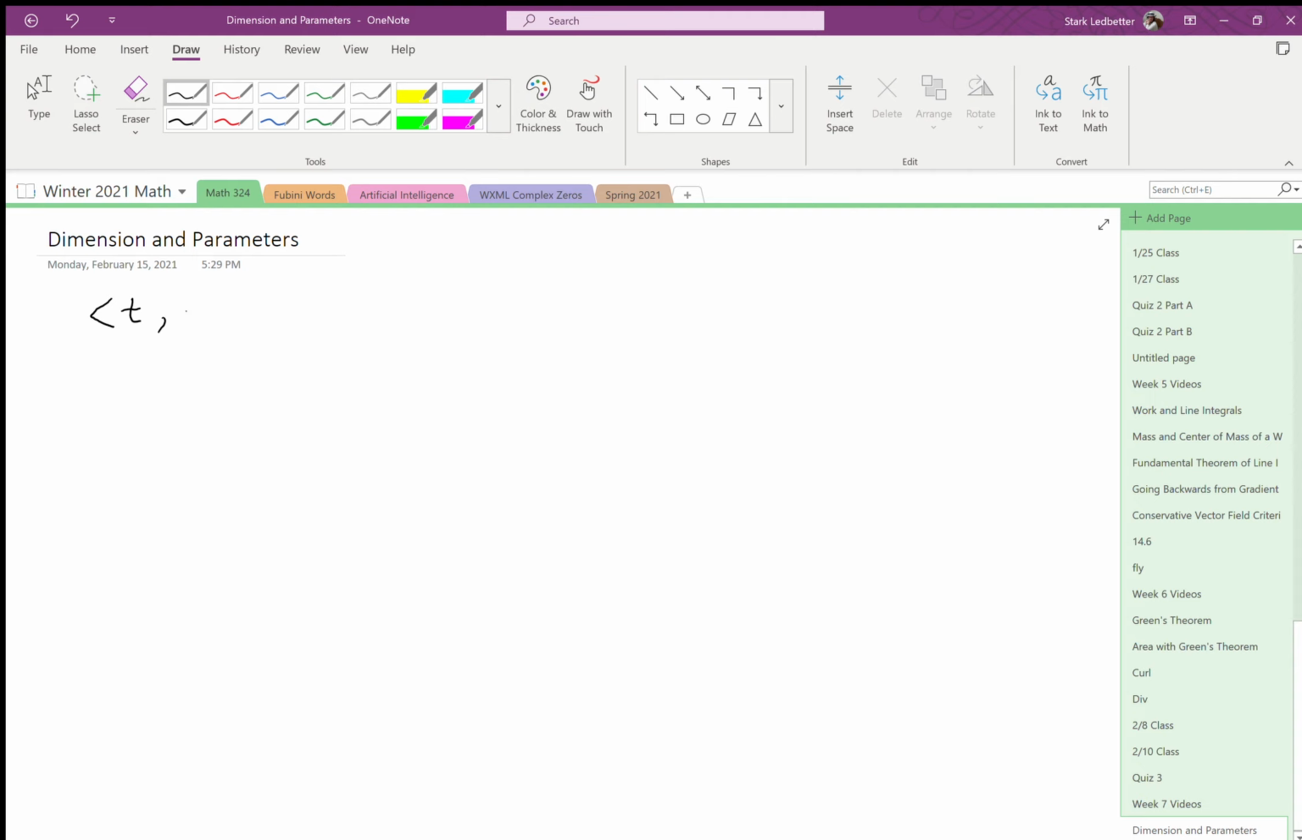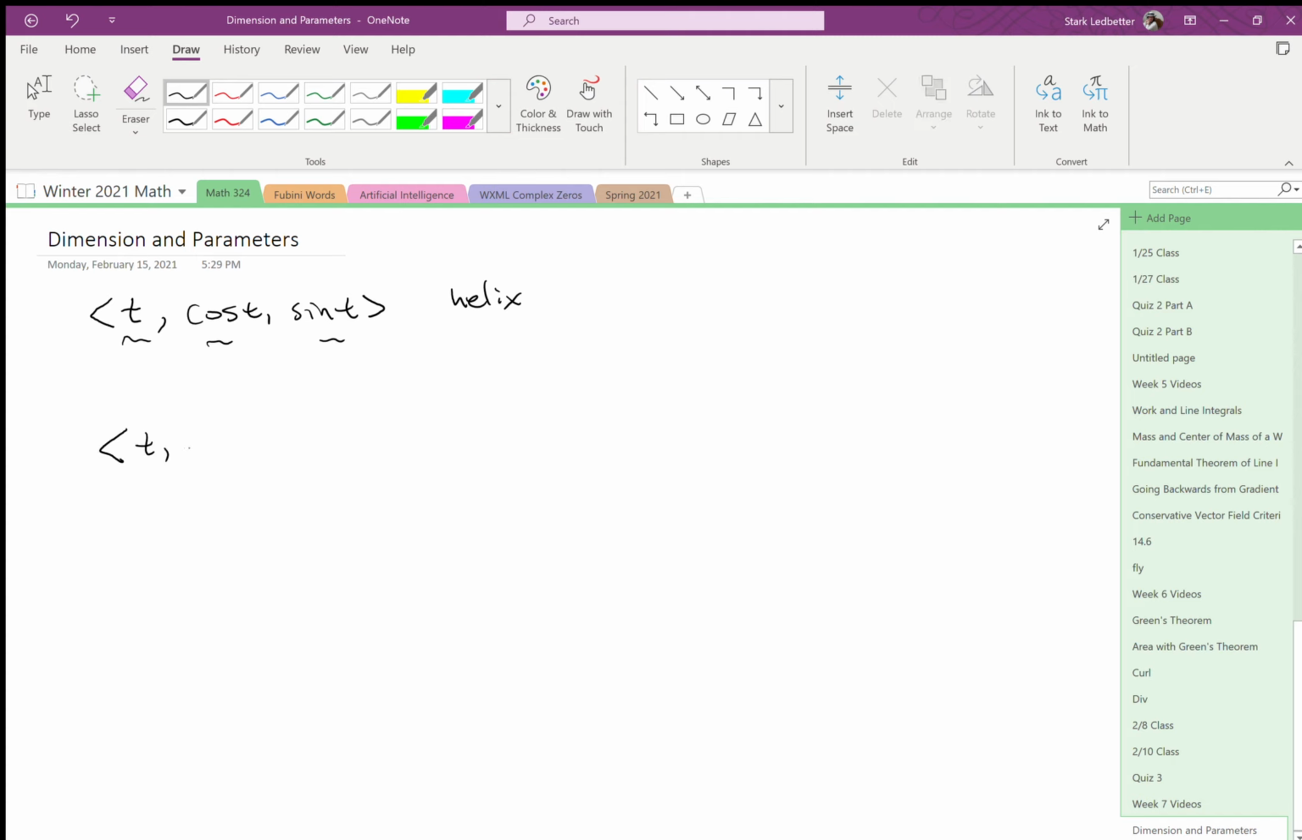So something like this: t, cosine t, sine t, for example. This is one that we've kind of seen recently. This is a helix. And basically you can have any functions of t in for x, y, and z, and that's going to draw some sort of curve. That's not this curve, but some sort of curve in three-dimensional space. In particular, here's an easy one.